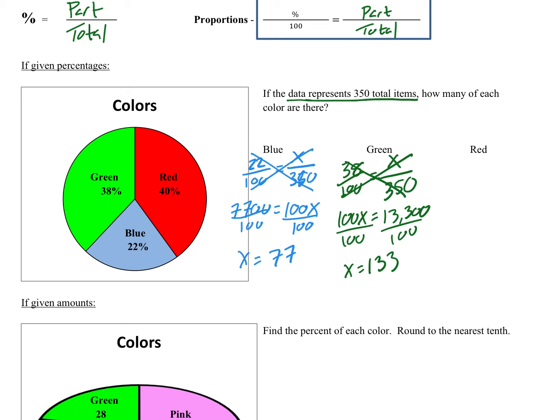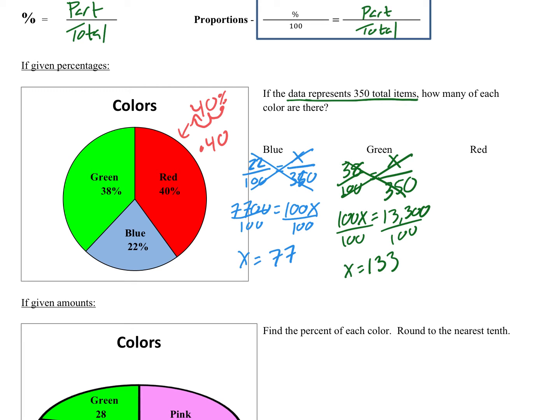Okay, so there's a little bit of a shortcut to doing this. Setting up the proportion is sort of the foolproof way to do this if you happen to forget the trick. But one of the tricks here is to look at our percent, right? So we're going to do this for red. Red is 40%. And convert this back into a decimal. So take that decimal point and move it 2 spaces to the left or divide by 100. All right, and our percentage here is 0.40.